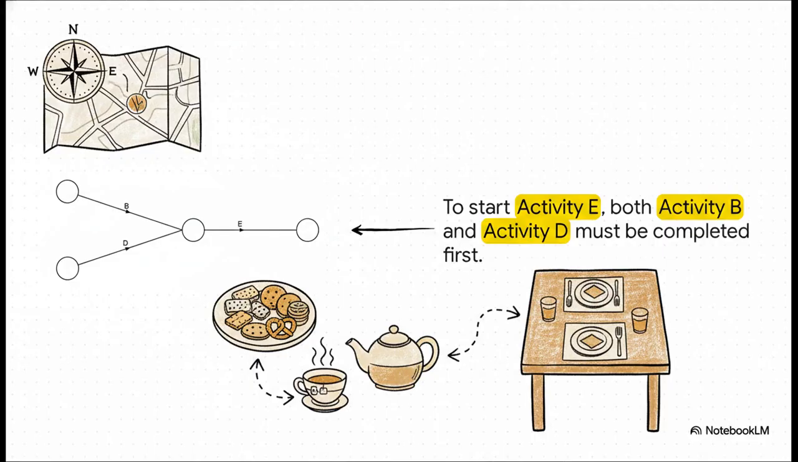Check this out. This is where it gets interesting. We're seeing how multiple things can feed into one activity. To set the table, that's activity E, you need two things done first. The snacks have to be ready, that's B, and the tea has to be prepared, that's D. See how both of those arrows point to the start of E? Our map is really starting to come together now.